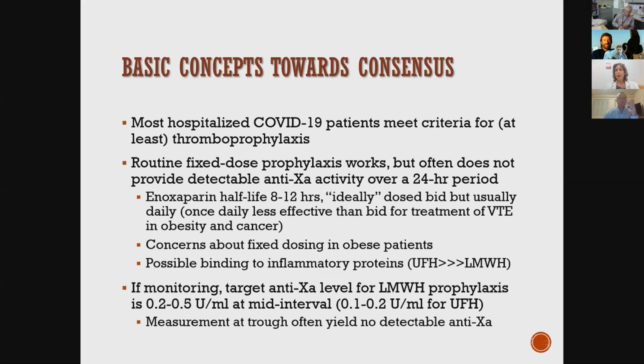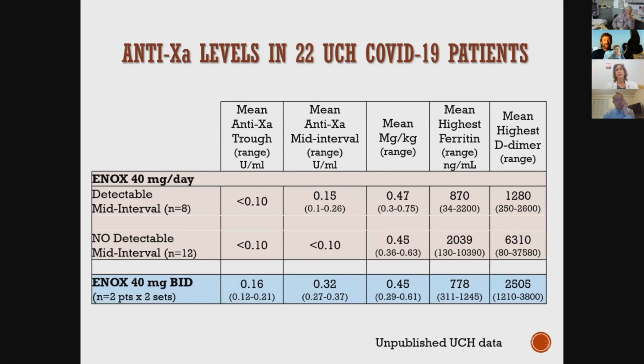And although more prominent with unfractionated heparin, heparins can bind to inflammatory proteins. That's why they're anti-inflammatory, and thus they aren't around to serve as an anticoagulant. We knew there was a target anti-Xa for the rare circumstances in which we monitor prophylaxis, that is 0.2 to 0.5 units per mL, and so we sought to see what was happening. And so in early April, the services, including ICU services, were very gracious to allow us to do some anti-Xa levels on individuals receiving prophylaxis.